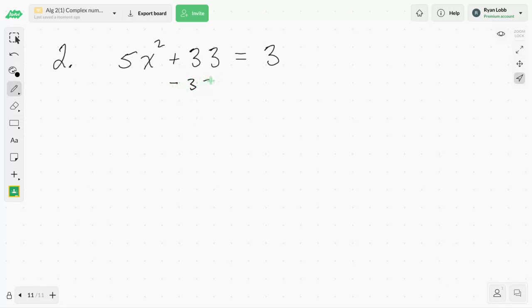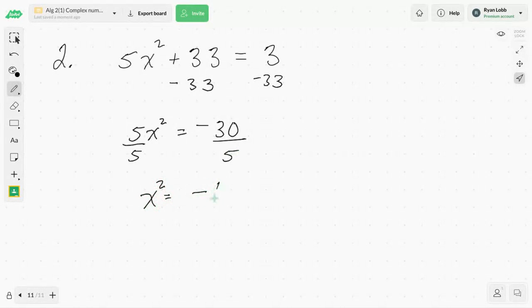Make sure you do this stuff correctly. Subtract 33. If you know you need to write out steps, make sure you do that. 3 minus 33. What's your sign? What's 3 minus 33? It's a negative. Now, it doesn't matter which way you subtract them. 33 minus 3 is 30. Then divide by 5. X squared equals negative 6.